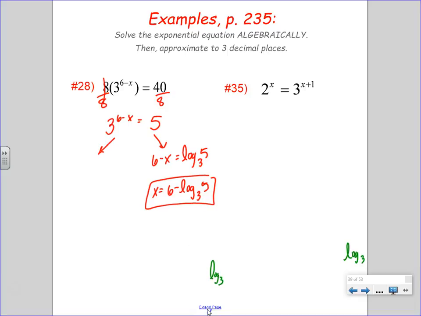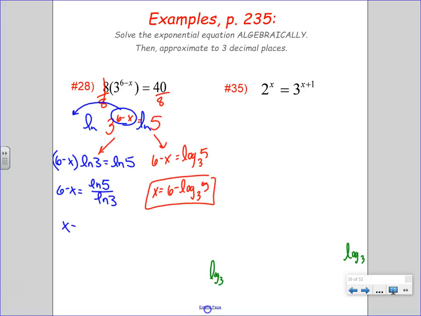What instead? ln. But how does that work? That doesn't cancel out. No, it doesn't. But what's the property say of logarithms? So you could get 6 minus x ln of 3 equals ln of 5. Then you divide by the ln of 3. Yes, there is an extra step, but I'm just trying to remind you there are different ways of, add the x, subtract the rest. There are different ways of representing the same thing.